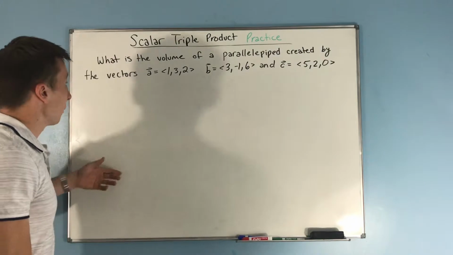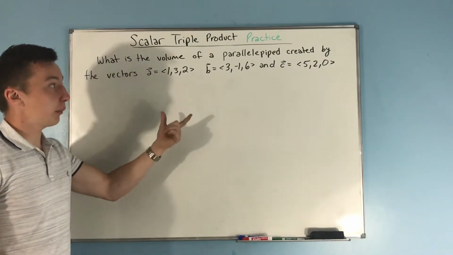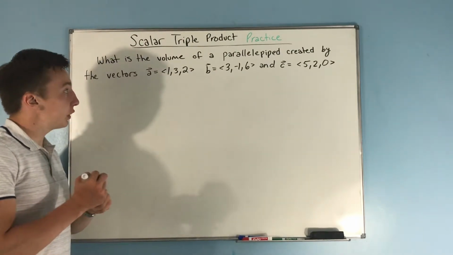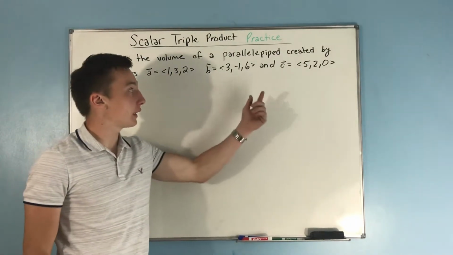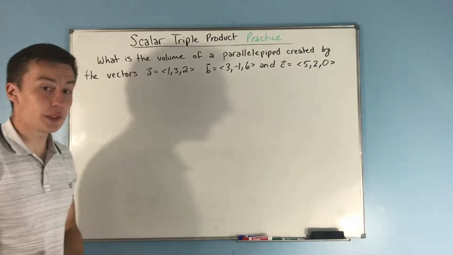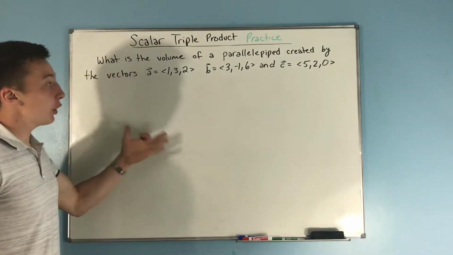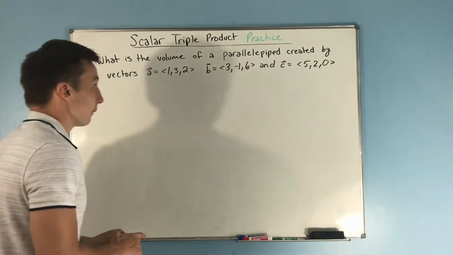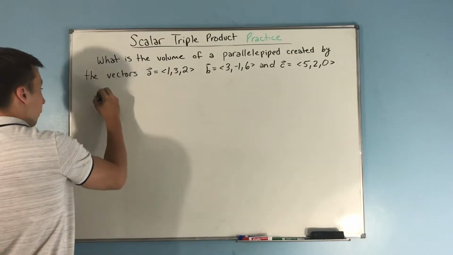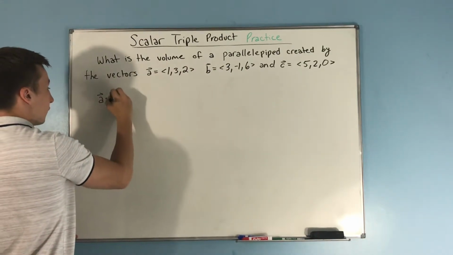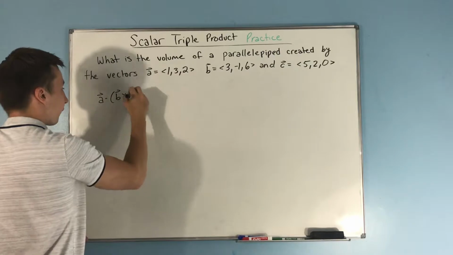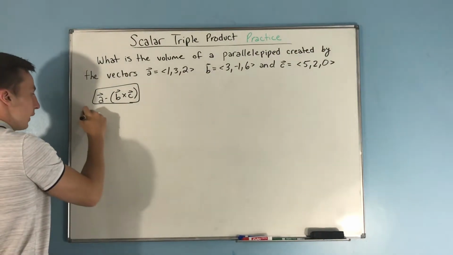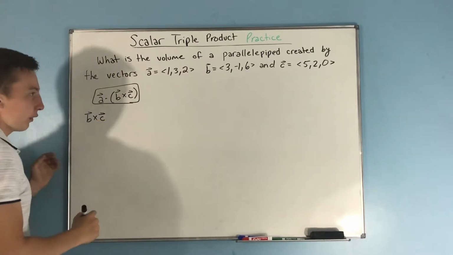Alright, for our next problem, we want to find the volume of the parallelepiped created by the vectors. Vector A is <1, 3, 2>, vector B is <3, -1, 6>, and vector C is <5, 2, 0>. The volume of a parallelepiped is the scalar triple product, so again we'll be doing A dot B cross C. First we need to find B cross C. We'll do that over here.